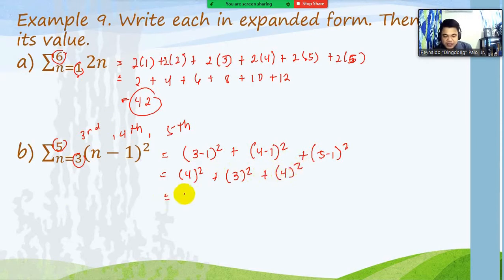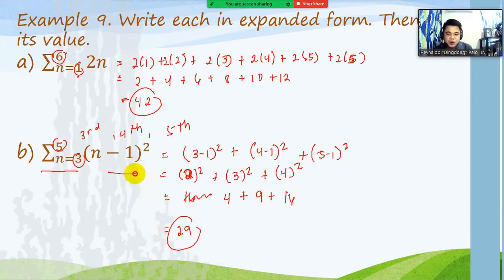Then simplify again. 3 minus 1 is 2, so 2 times 2 is 4. 3 times 3 is 9, plus 4 times 4 is 16. Then you have to add 4 plus 9 plus 16 is equal to 29. So therefore we can say that the summation of (n minus 1) squared from 3 to 5 is 29. That's it.